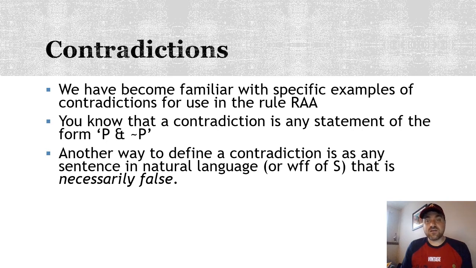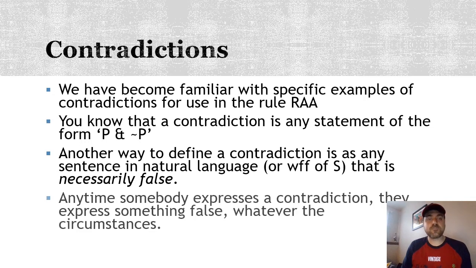Another way to define a contradiction is if any sentence in a natural language or some well-formed formula of language S is necessarily false, that it's always false on a truth table. If you put it onto a tree, it'll always close off, etc. All of those things are ways of defining contradictions. And so anytime somebody expresses a contradiction, they express something false, whatever the circumstances.